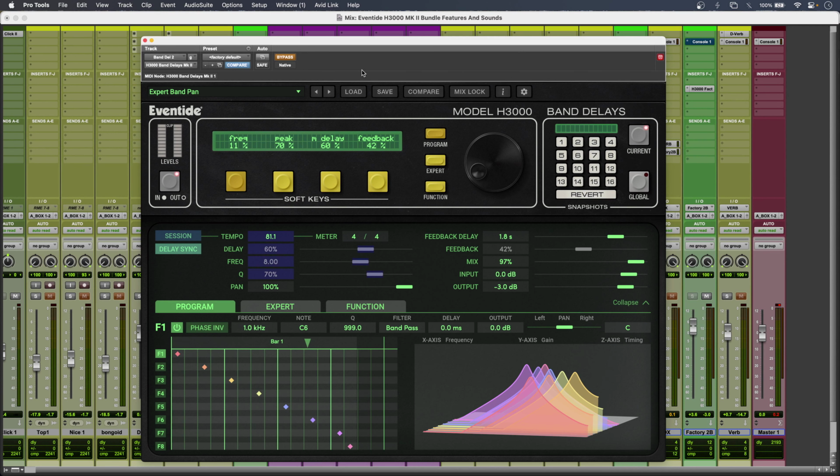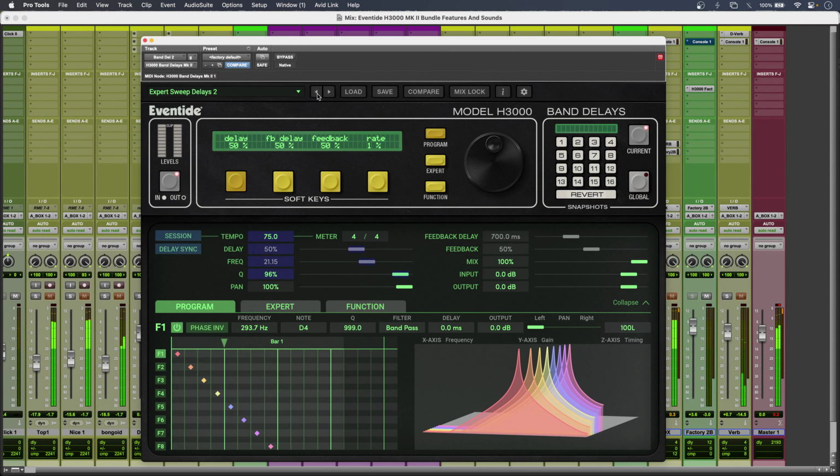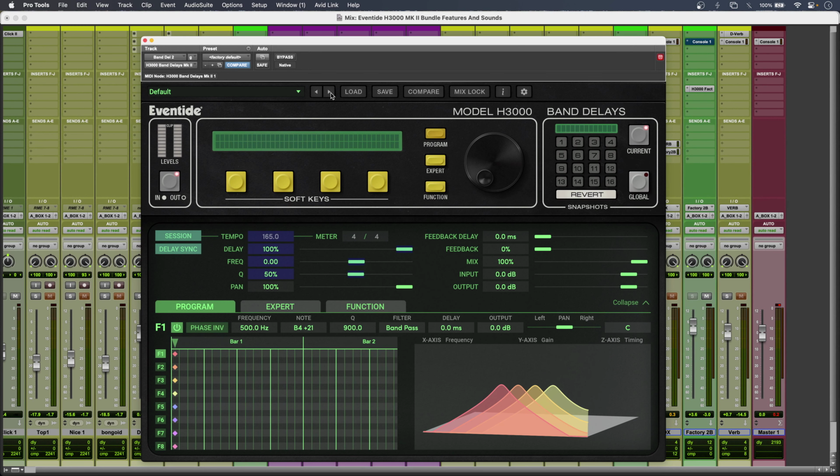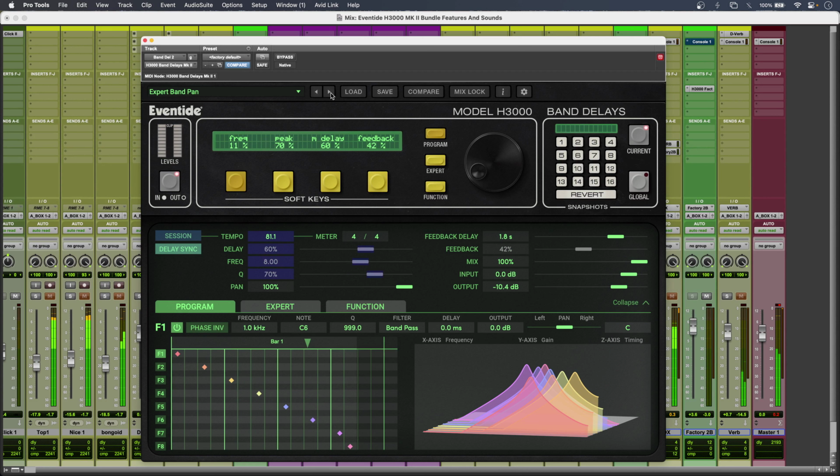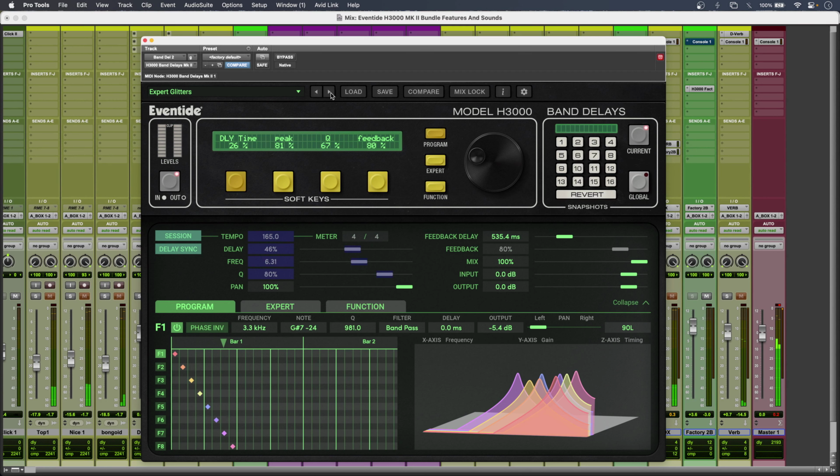H3000 Band Delays Mark II gives you 100 presets, covering swept comb filtering, panning, delays, 19 waveform generators, and a function generator. But one of the signature sounds you can get with Band Delays Mark II are the swept delay taps. And lots of others besides. And the band frequencies can even be set using MIDI input from the controller or instrument of your choice.